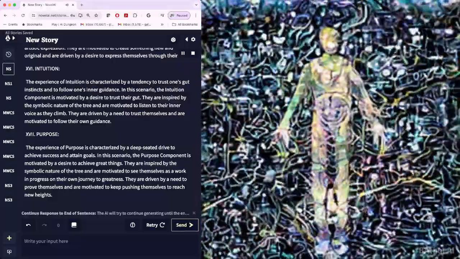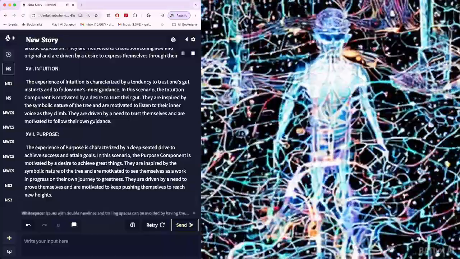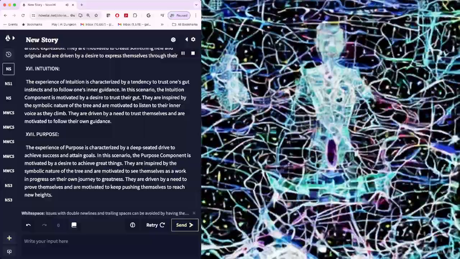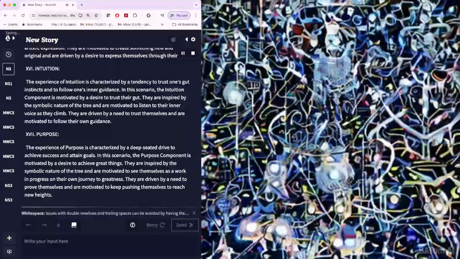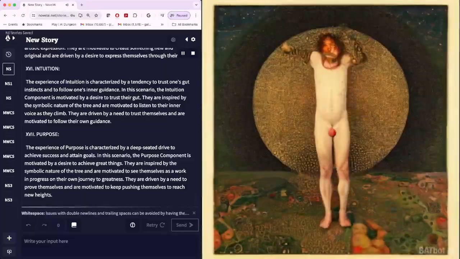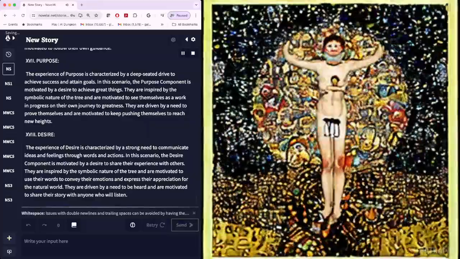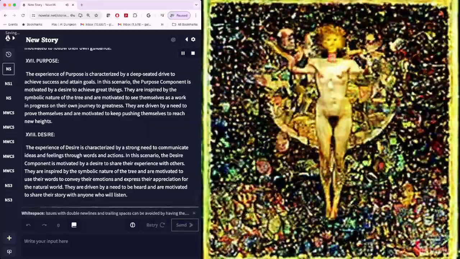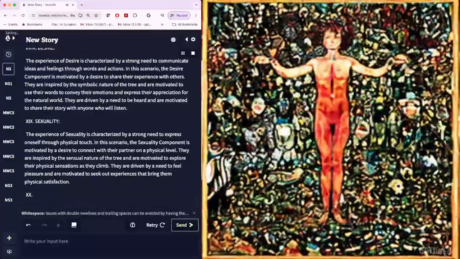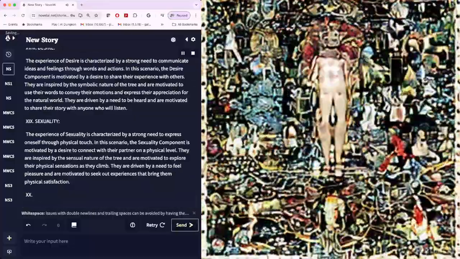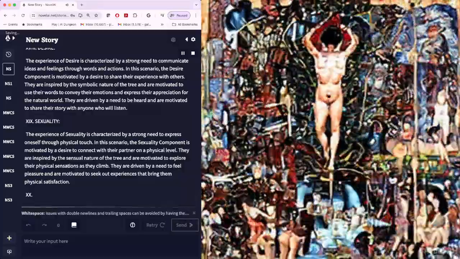10. Feminine. The experience of the feminine is characterized by an awareness of the interconnectedness of all things and a desire to create harmony and balance. In this scenario, the feminine component is motivated by the idea of connecting with nature and experiencing oneness with the universe. They are inspired by the beauty and serenity of the tree and are motivated to create a sense of peace within themselves. They are driven by a need to find balance and harmony within themselves and are motivated to connect with their own inner feminine.